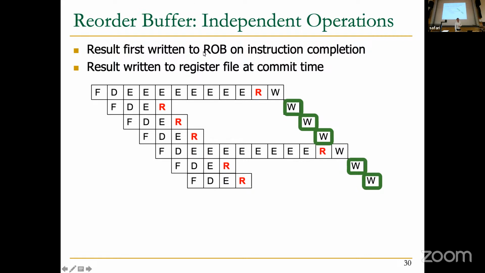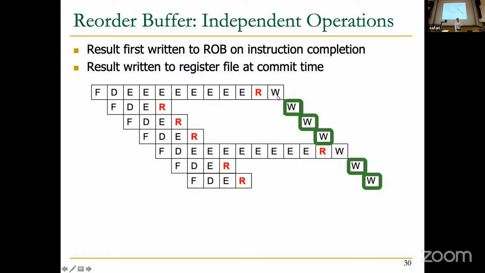The result of an instruction is first written to the reorder buffer when the instruction completes. For example, this instruction has one cycle execution. It writes its result into the reorder buffer when it completes. It doesn't update the architectural state. The reorder buffer is microarchitectural, so we have not violated the von Neumann model or precise exception semantics.